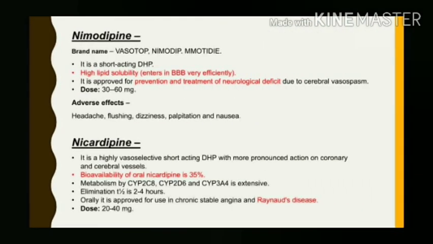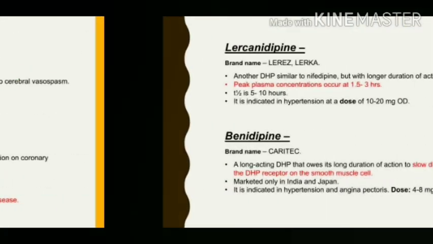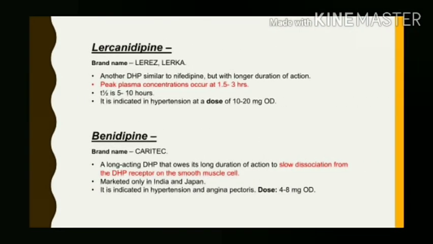Now, nimodipine is a drug used as a calcium channel blocker, and this nimodipine is a highly lipid soluble drug, so it crosses the blood brain barrier efficiently, and it will prevent neuronal deficit in our brain. Now, the other drugs which come under this category are nicardipine, lercanidipine, and benidipine. Nicardipine is a drug which is given orally, and it is also used for the treatment of Raynaud's disease. Then the next drug is lercanidipine.